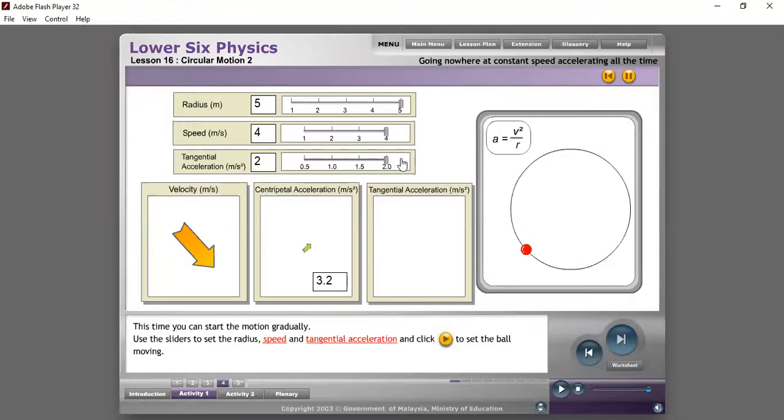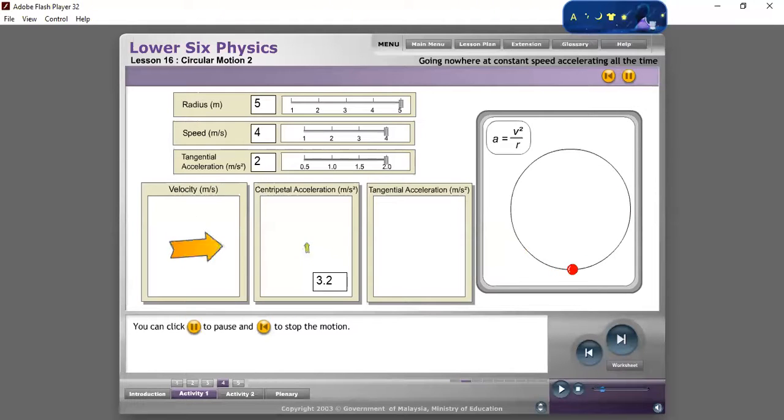What happens if the tangential acceleration increases? Tangential acceleration increases, speed increases, everything we set to maximum. You can click the pause button to pause and the reverse button to stop the motion. So from here, no matter what, A is always directly proportional to v squared, and A is always inversely proportional to r.